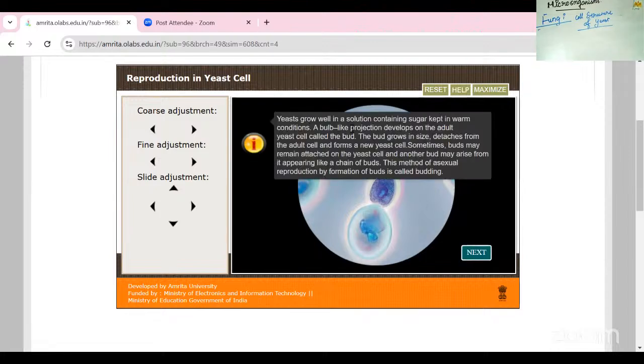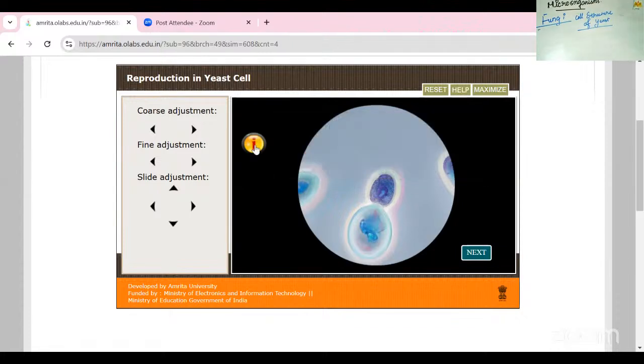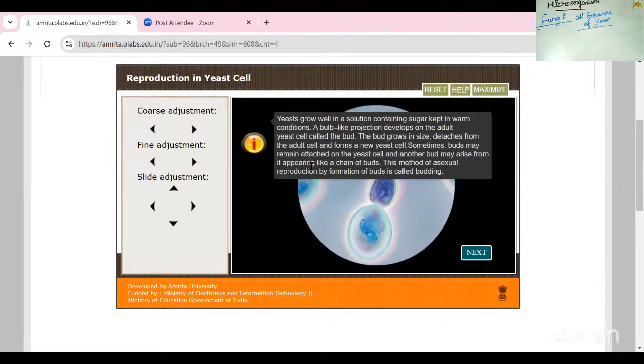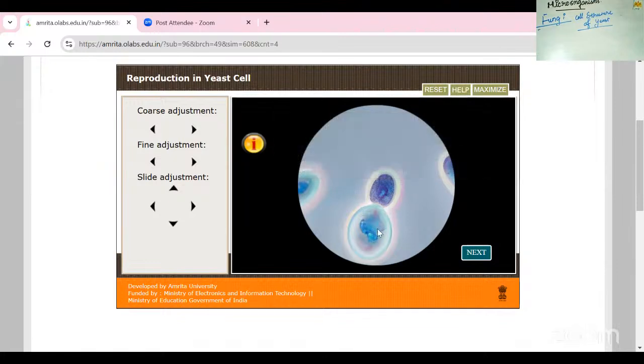Yeast grows well in a solution containing sugar kept in a warm condition. A bulb-like projection develops on the adult yeast cell. This is the new bud cell. The bud grows in size and detaches; buds may remain attached to the yeast cell. Other buds may rise, appearing as a chain of buds. So this is the asexual reproduction method; we can produce yeast in this manner.